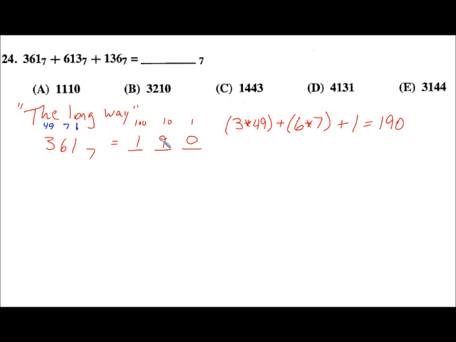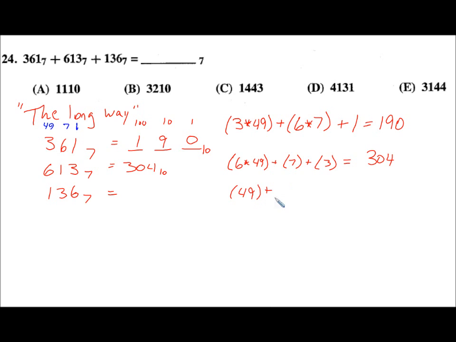And it is 190 in standard base 10. 1 unit of 100, 9 units of 10, and 0 single units. 613 in base 7. We have 6 units of 49, 1 unit of 7 plus 3. So all of that evaluates to 304. This is 304 in base 10. This is also in base 10. And the last number is 136. 1 unit of 49 plus 3 units of 7 plus 6 units. And that does evaluate to 76 in base 10.